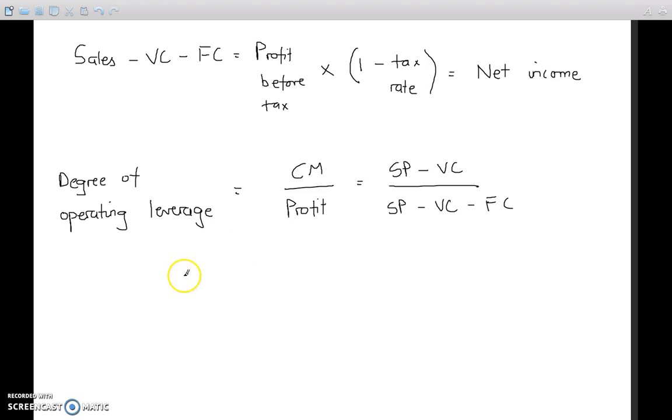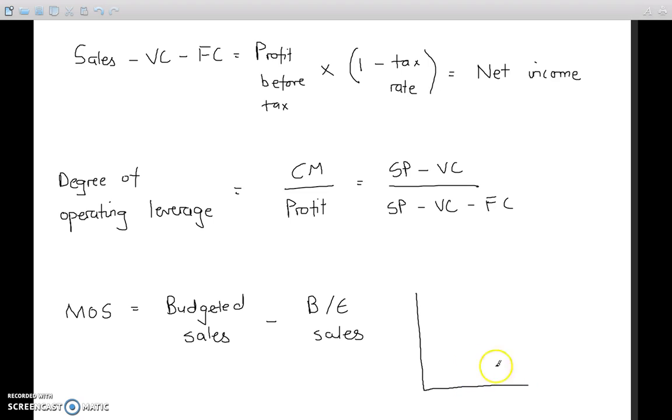And finally, the easiest formula is your margin of safety. So margin of safety is basically your budgeted sales or your current sales minus your break-even sales. Okay, so margin of safety, I can illustrate it with a diagram. So this is, remember, called a CVP graph, a cost volume profit graph. You may be tested on it, so it's good to know how it works.